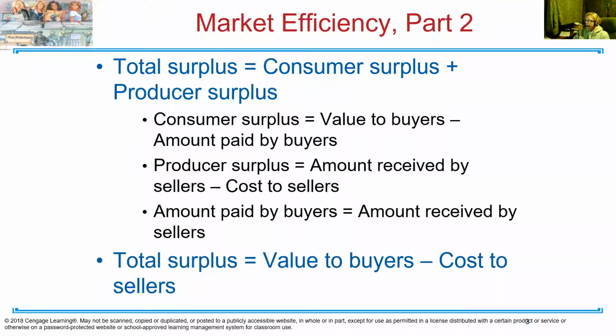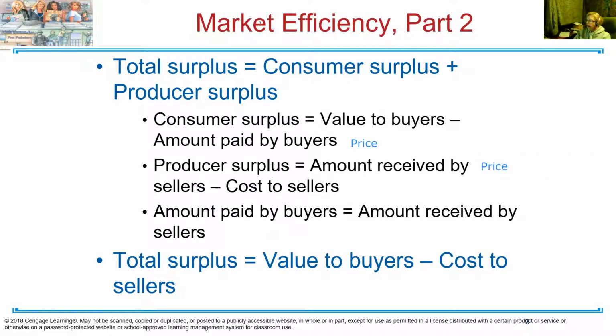Okay, so again, total surplus is consumer surplus plus producer surplus. And again, that's the value to the buyers minus the price that they pay, plus the amount received by sellers minus the cost. I want to show you something kind of important right here, because we could say, well, the amount paid by the buyers, that's really just the price. And the amount received by the sellers, we could just say that's price.